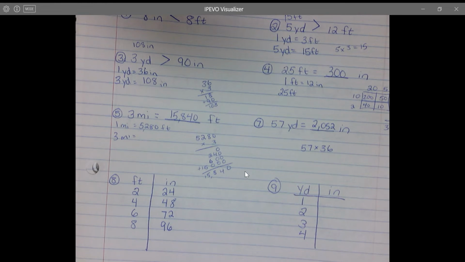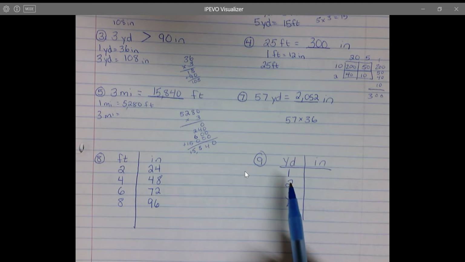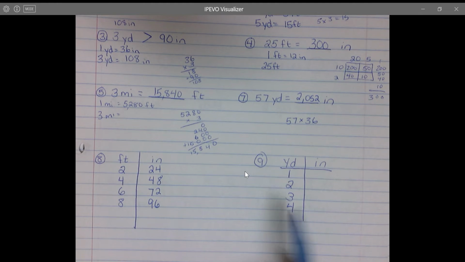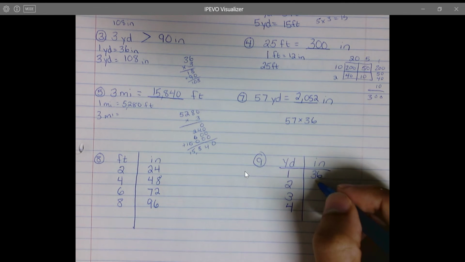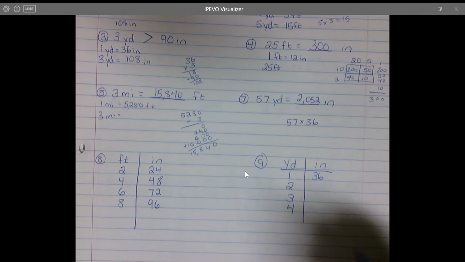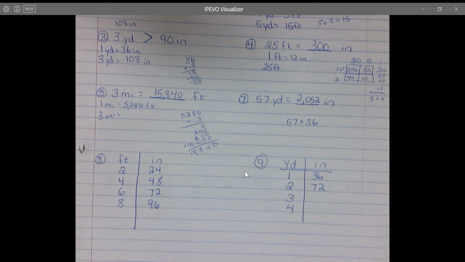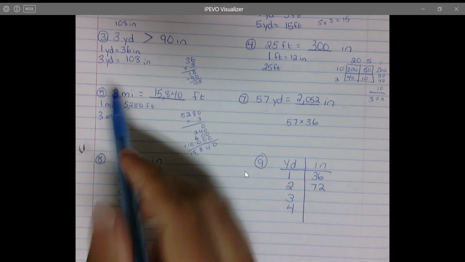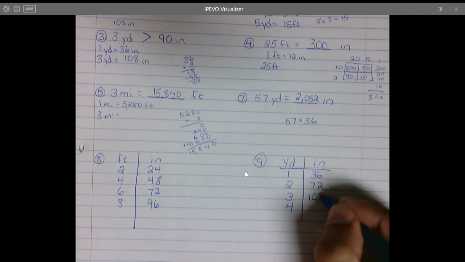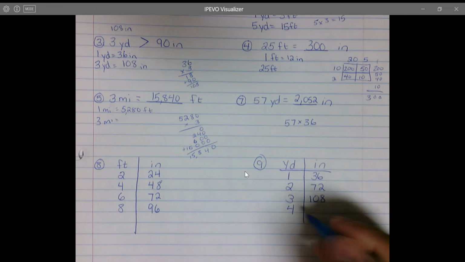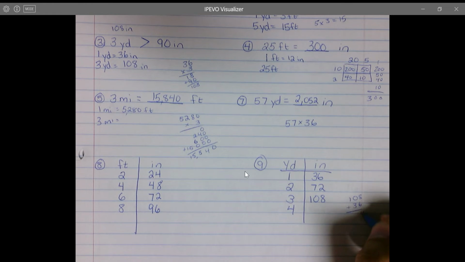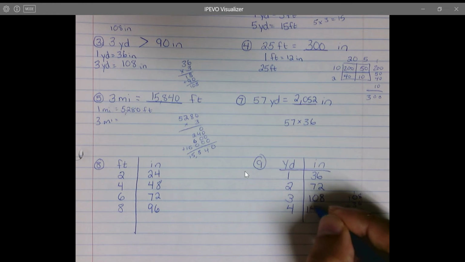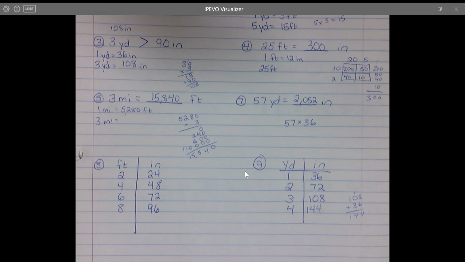For number 9, the last one, I have 1 yard, 2 yards, 3 yards, 4 yards. How many inches? Well, 1 yard is 36 inches. We found that out yesterday. So 2 yards would be 36 plus 36, or 72. 3 yards, we already found out, was 108 inches. And then to figure out that last one, I do 108 plus 36, and that would get me 144 inches. So that's yesterday's length problems.